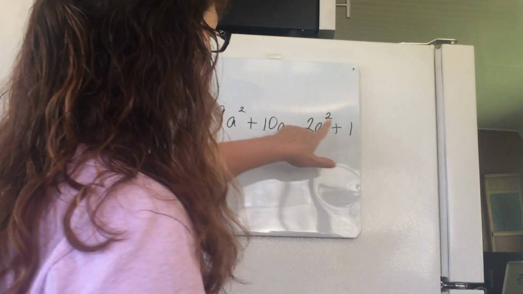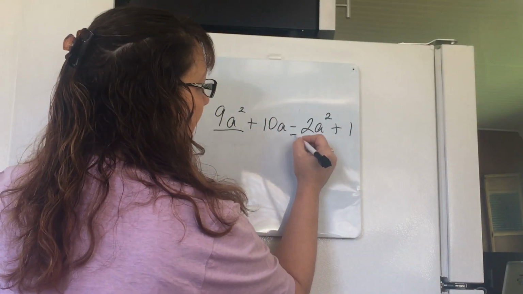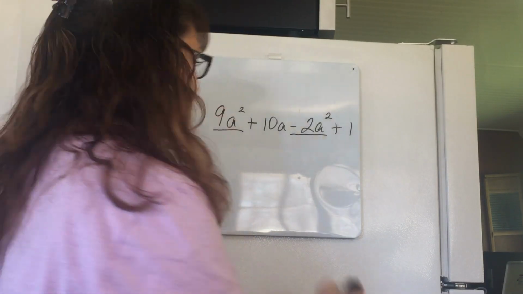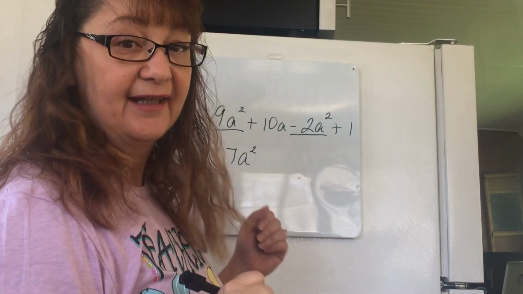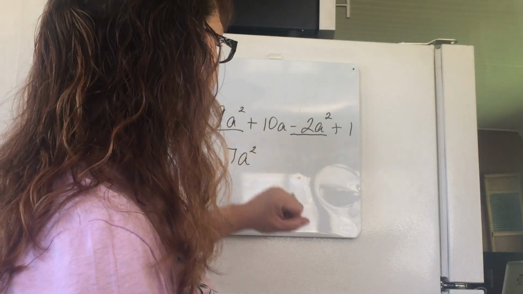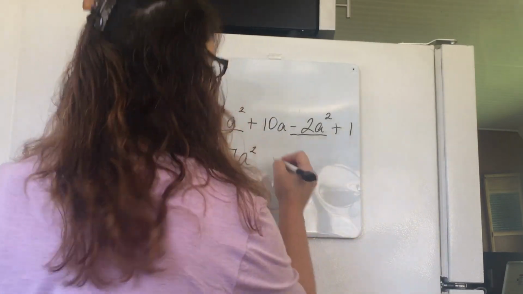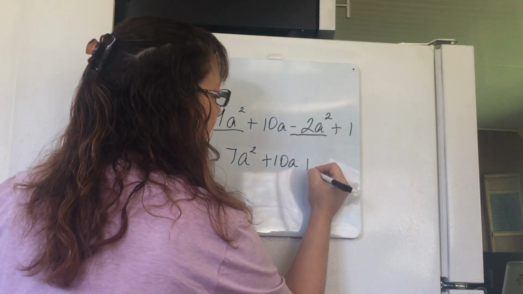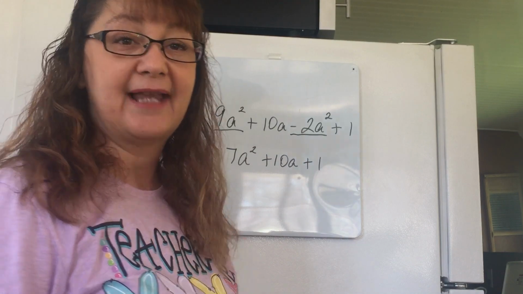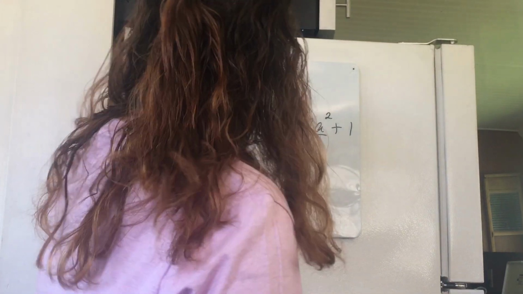So, a 2 is my highest exponent, so I'm going to take 9a squared minus 2a squared and get 7a squared. Now look at what's left. I have a plus 10a and a plus 1. Well, to keep it in standard form, this has to come first, and then my constant, or my plain number, comes last. Make sense?